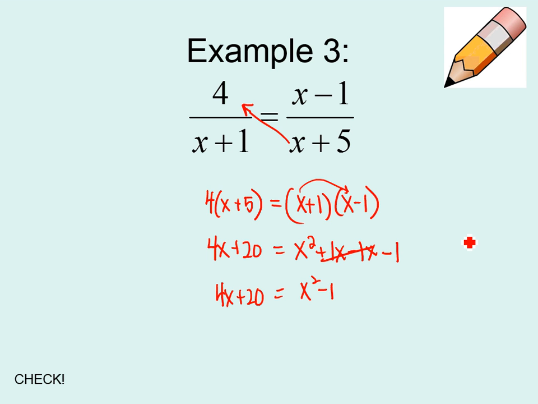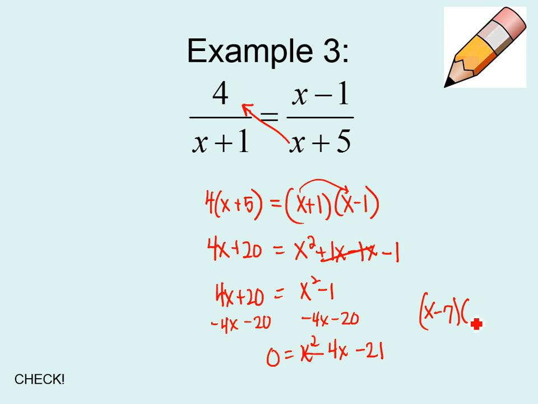Again, this is an x squared. We want to set it equal to 0, and either factor or use the quadratic formula. So we're going to subtract 4x and 20 from both sides. We get 0 equals x squared minus 4x minus 21. Two factors of negative 21 that make negative 4 would be negative 7 and a positive 3, so x minus 7 and x plus 3. We would set them equal to 0, and we would get 7 and negative 3.